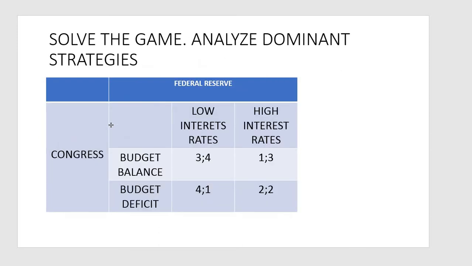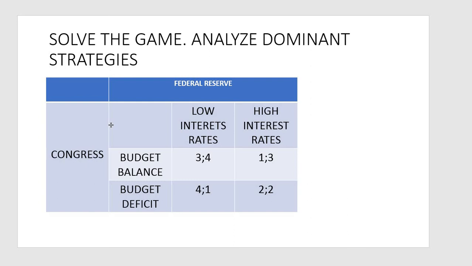So consider another example. We have two players, Congress and the Federal Reserve, like the central bank in the United States. So Congress can choose between budget balance and budget deficit as the fiscal body, and the Federal Reserve as the monetary policy body can choose between low interest rates and high interest rates.